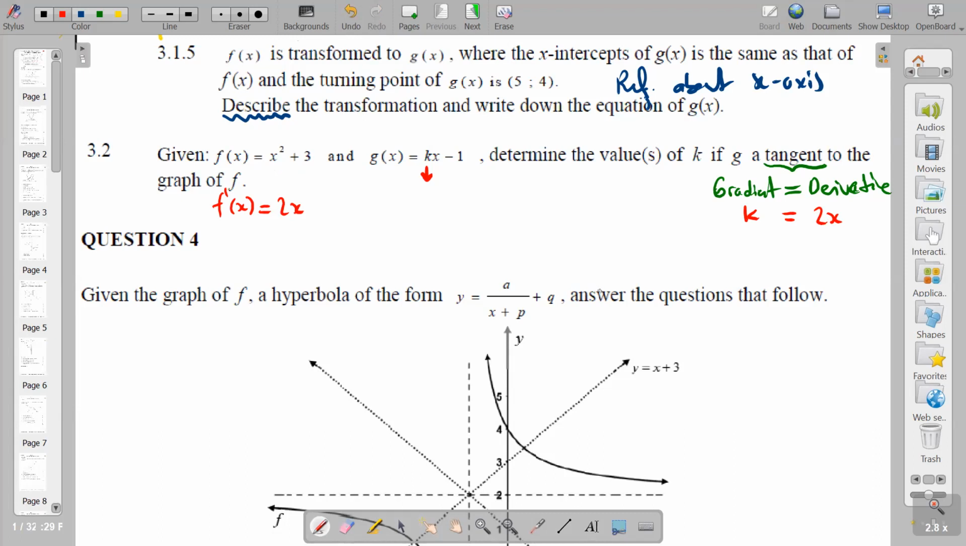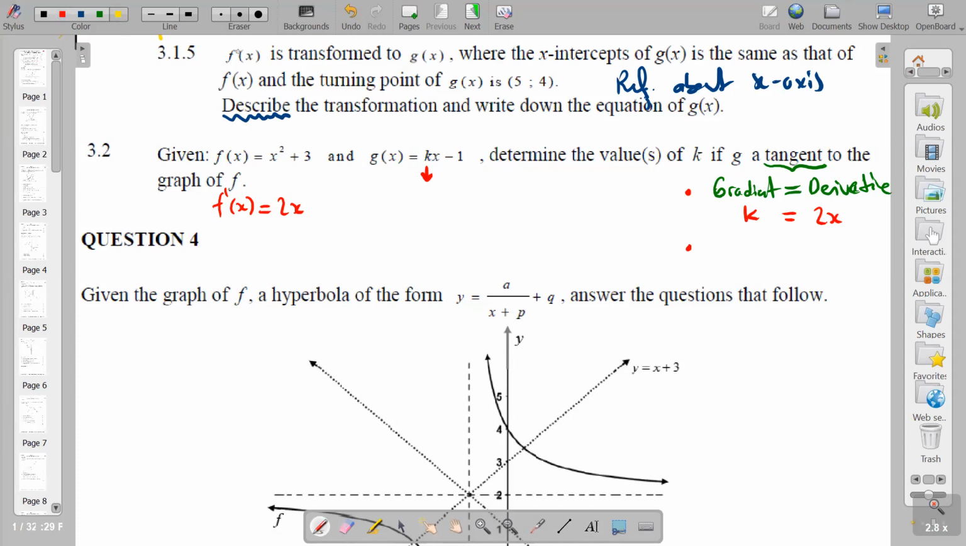When does it happen? We don't know that. So the gradient will be equal to 2x at a specific x value. So what should that x value be? That is one piece of information: gradient is equal to derivative. The other information is what? Wherever the tangent is, the functions have the same y value. The functions are equal actually.